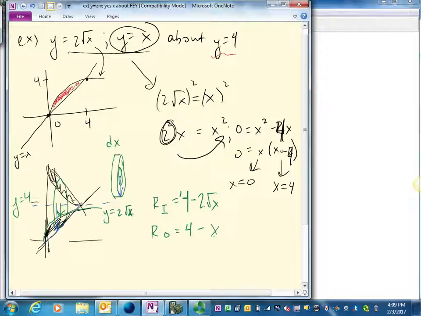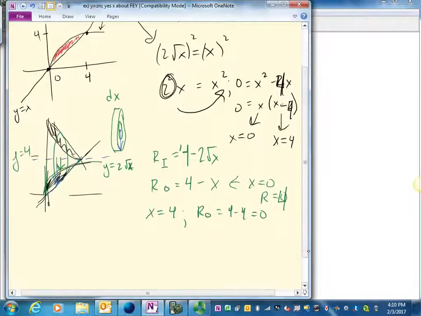So you can double check yourself here. When x is equal to 0, I should be at a radius of 4. And when x is equal to 0, I do have that outer radius of 4. So I know that I'm working this right. And the inner radius is 4. And when I'm at x equal 4, I should have an outer and inner radius of 0. So my outer radius is 4 minus 4, which is 0. So I can go ahead and do kind of a quick double check that way.